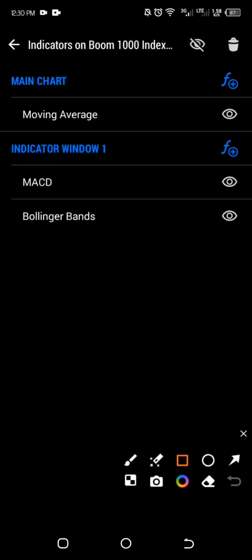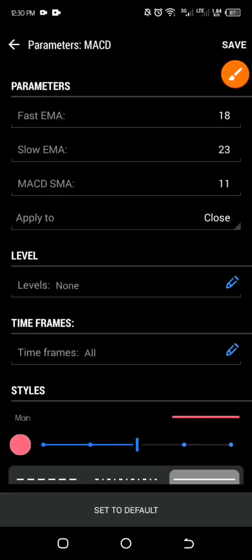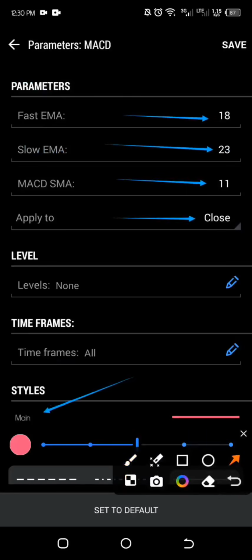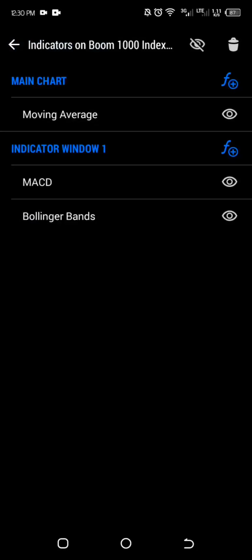Now moving on to the next indicator, which is going to be the MACD. To set this up, we click on this F icon right here. We search for MACD and these are the parameters. The fast EMA is 18, the slow EMA is 23, the MACD SMA is 11, apply to close. And for the style, use any color of your choice and click on save. So that is the second indicator we are going to be adding.